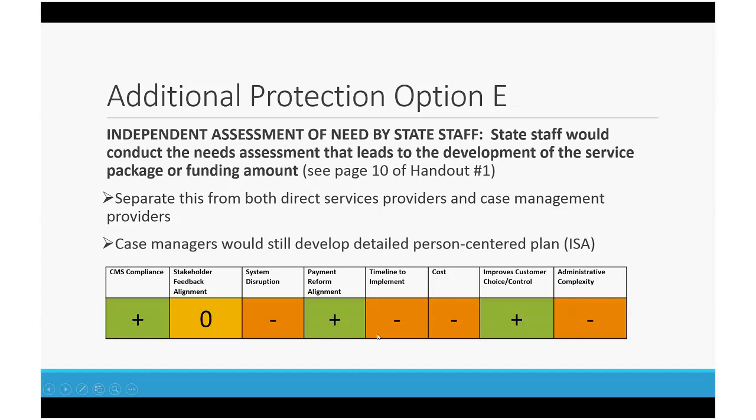In this option, the state staff person would be separate from both the direct service provider and the case management providers. Case managers would still be responsible for developing the detailed person-centered plan. What the needs assessment is focused on is figuring out what a person needs and then that package of support that a person would have available to them to then go to a provider, and the case manager would work with the person's team to create that more detailed ISA.